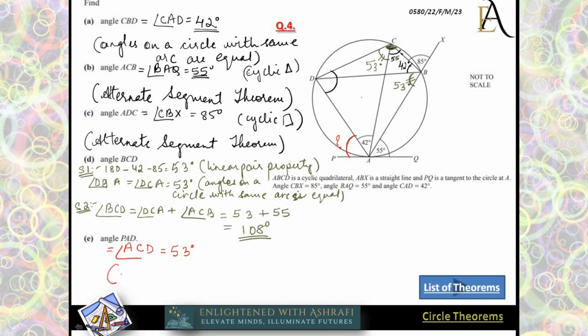53 degrees. Now over here again we have alternate segment theorem. So finally we got 42, 55, 85, 108 and 55.